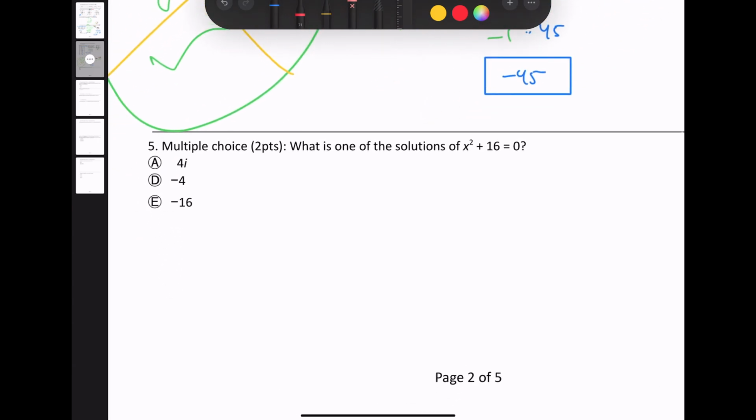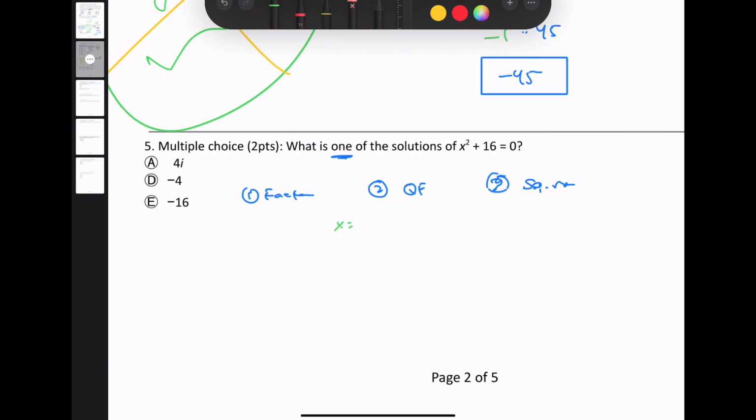What is one of the solutions? I'm going to show you guys how to do this one by factoring. You could also use the quadratic formula, the longest, and then number 3, which would be the square root method, which is probably the fastest. I'll go longest to fastest.